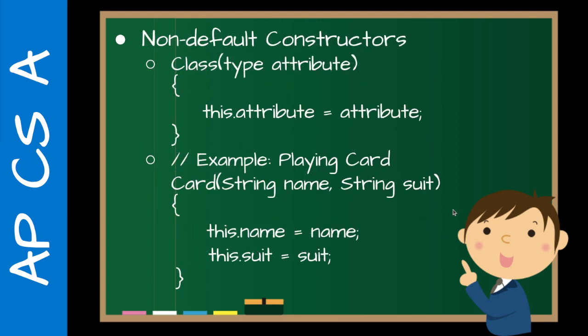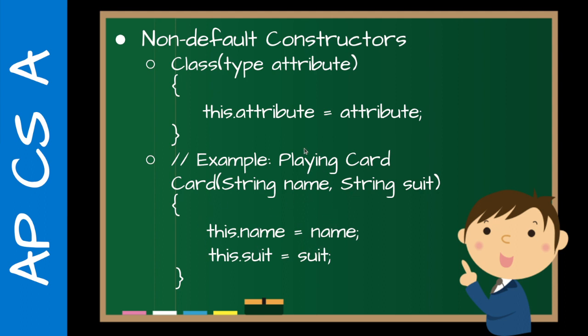So just like we did with overloading static methods, we can do the same. For example, class type attribute, this.attribute equals attribute. So for example, playing card. We may have string name and string suit.